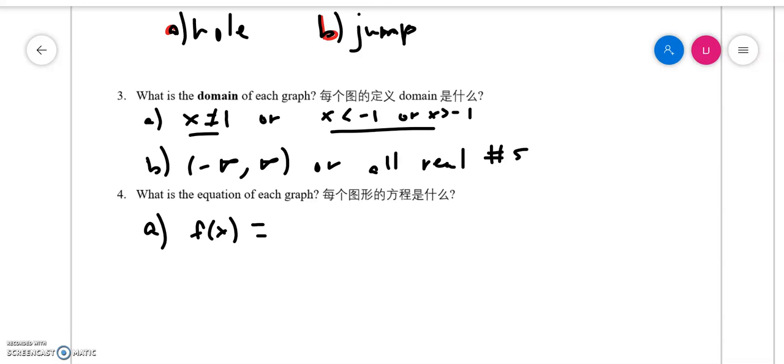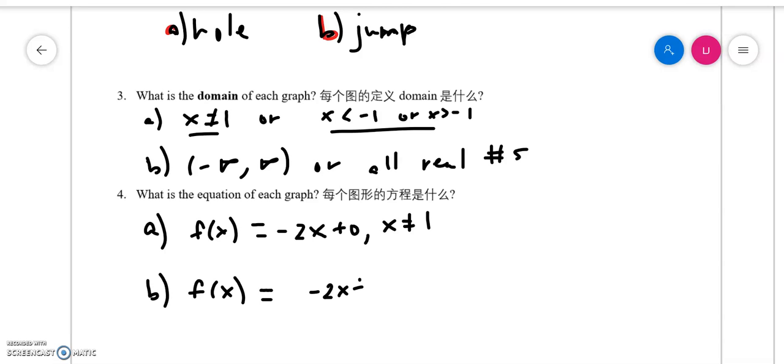The equation of this graph, the slope is -2 if you count it. So -2x, the y-intercept is 0. This is the equation of the graph everywhere except x equals 1. So you could write f of x equals -2x plus 0 when x does not equal 1. Otherwise, that equation works. All right, so graph B, now we said it's basically the same, so we can write that as well: -2x plus 0 when x does not equal 1.